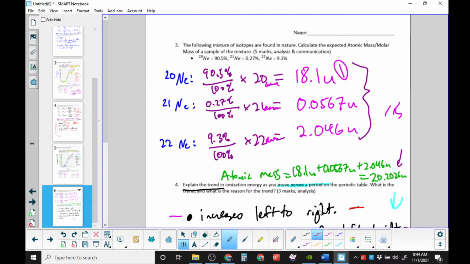Oh, this is an important point. 1 for each calculation. 1 for the adding up. Half a mark for the units. And half a mark for the actual answer. So the numerical answer is only worth half a mark out of 5.